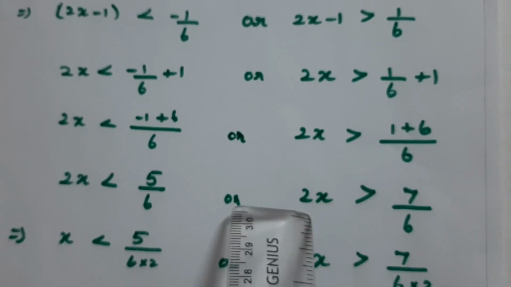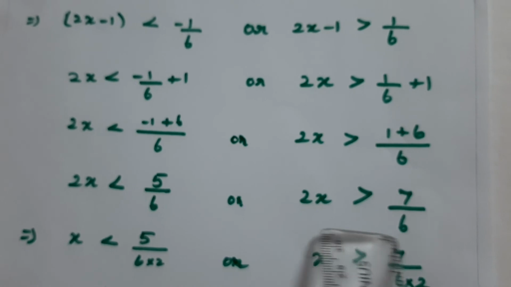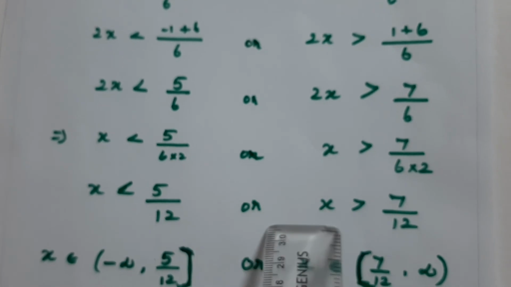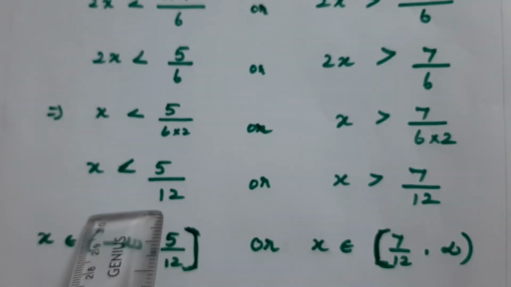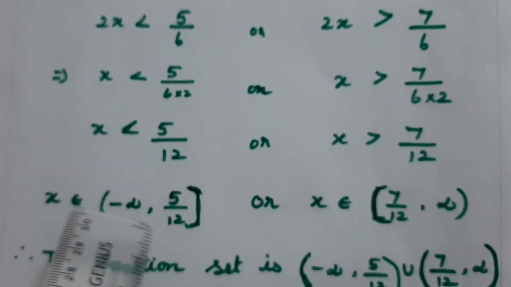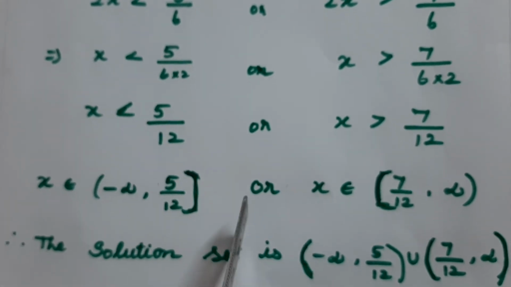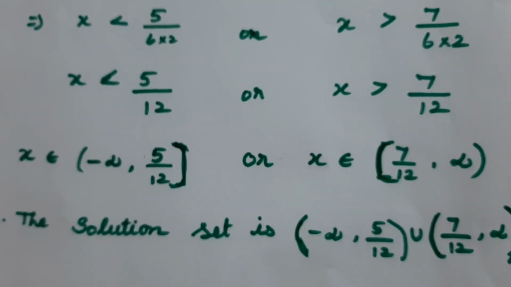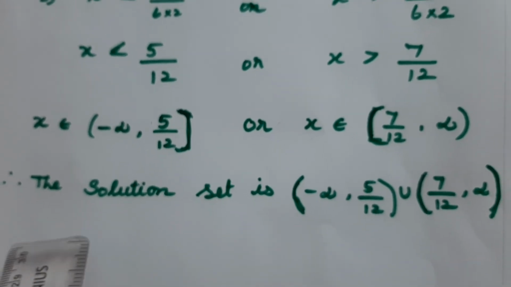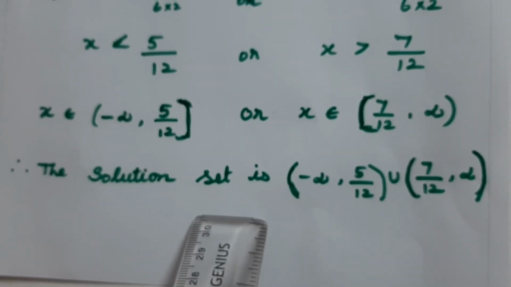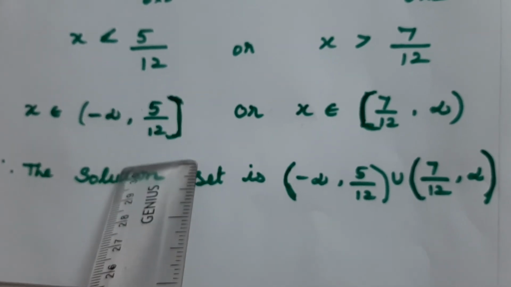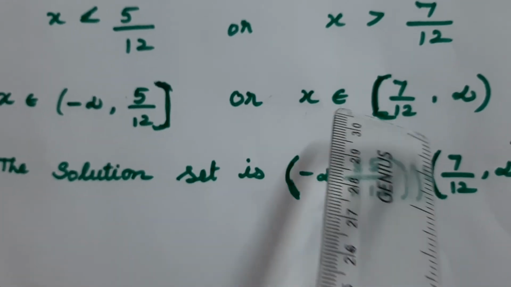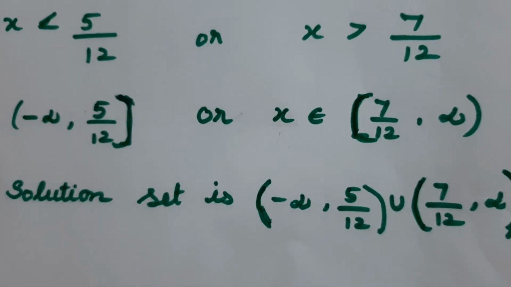In the same way, 2x is in multiplication, bring it to the other side. So it is 7 divided by 6 into 2, that gives you 12. That means you have x greater than 7 by 12. Here you have x less than 5 by 12. Less than 5 by 12 means minus infinity to 5 by 12 we will take. Greater than 7 by 12 means 7 by 12 to plus infinity you have to take as the interval. So therefore your solution set in the interval notation is minus infinity to 5 by 12 union 7 by 12 to plus infinity. Thank you, students.